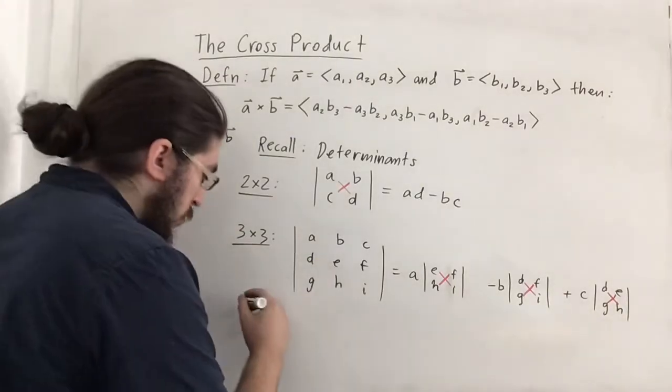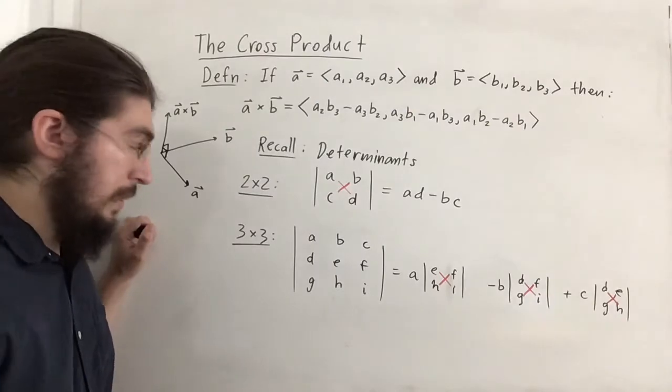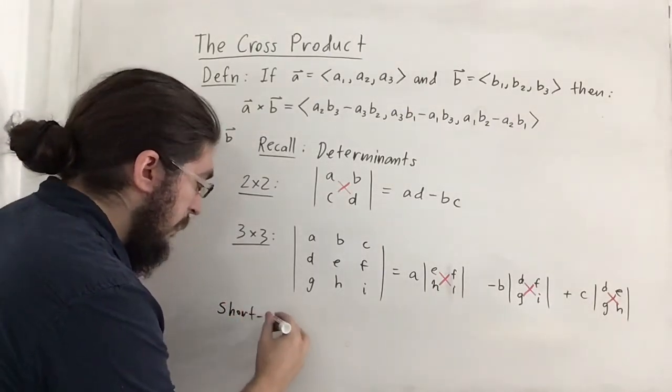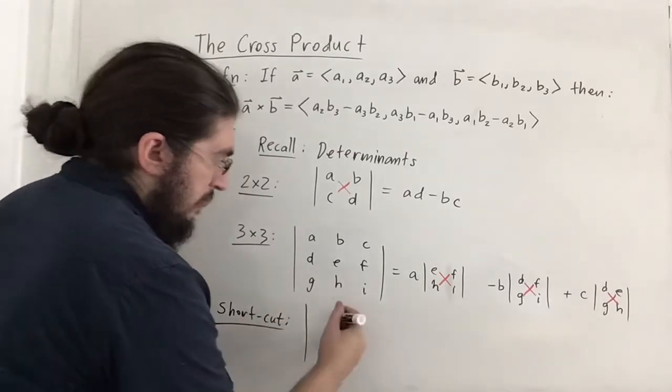It gives what is called the Rule of Sarrus, which I'm not going to risk writing because I don't know how to spell his name. But let me just call this a shortcut for 3x3s, which again, I don't think we really need. But the shortcut is doing the following.